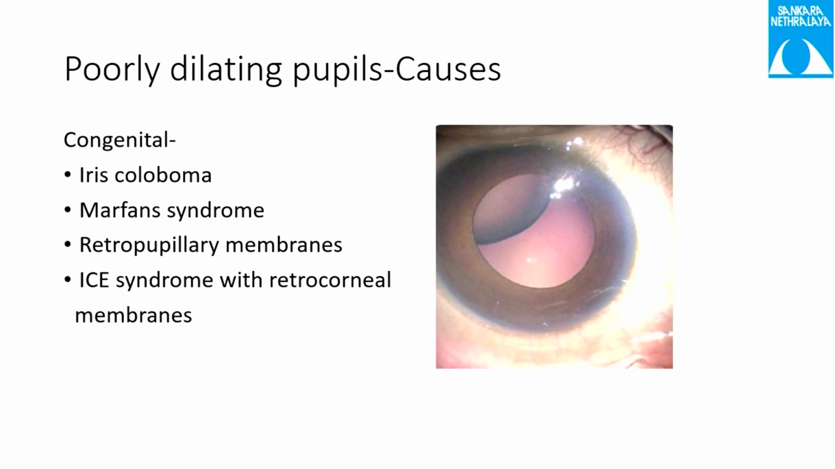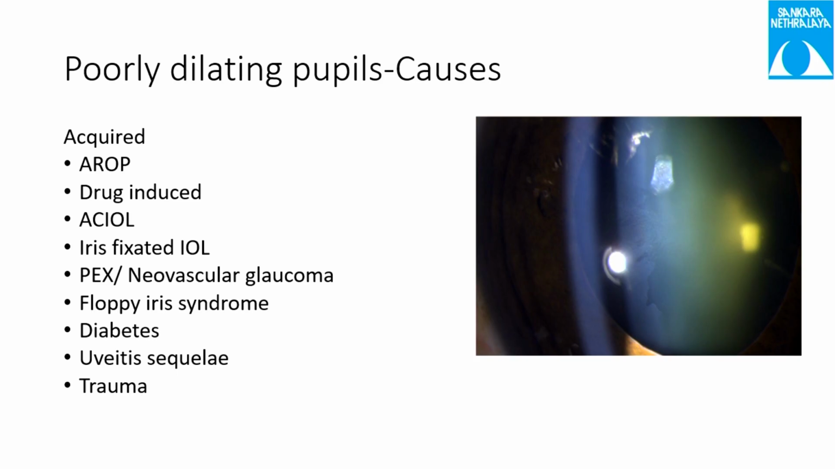Can someone tell me why patients with Marfan's have poor dilatation of pupils? Yeah, excellent. That's the answer. These patients will basically have the sphincter and the iris muscles not properly developed. Yeah. And of course, we have a number of acquired causes of poor dilatation of pupils. Of course, drug induced, especially alpha 1 blockers like tamsulosin, all those category drugs will definitely cause difficulty in dilatation of pupils.